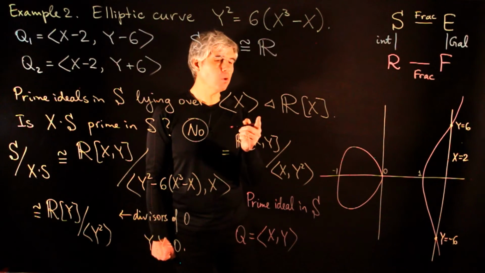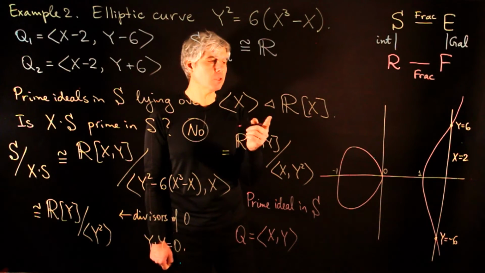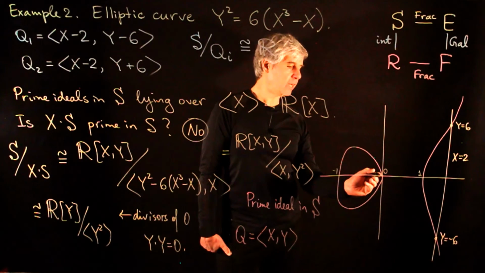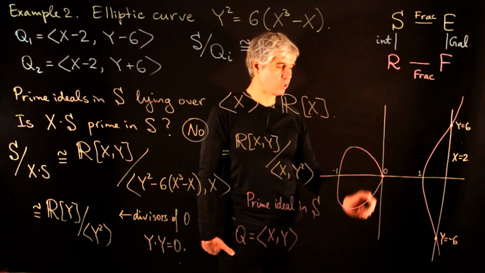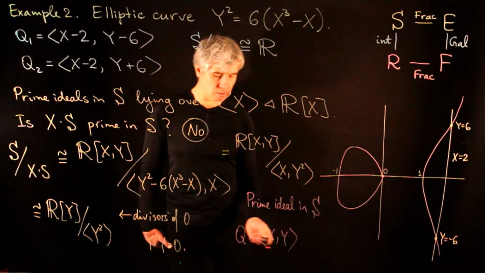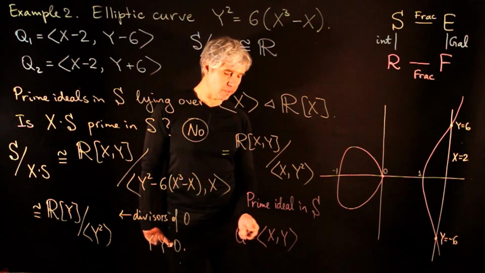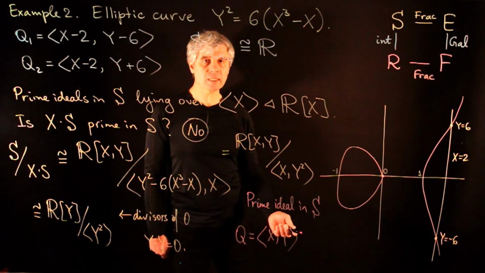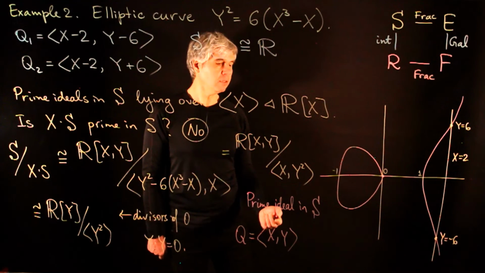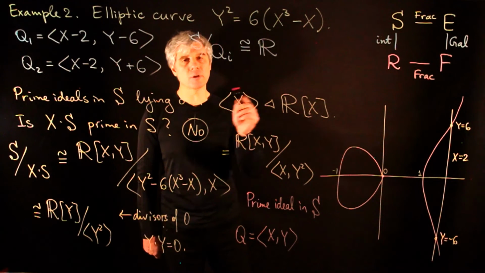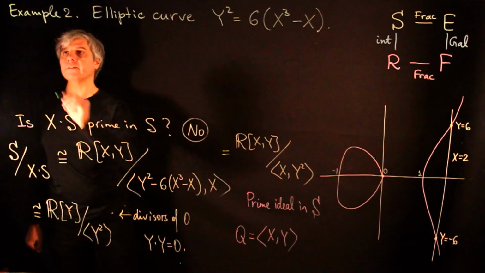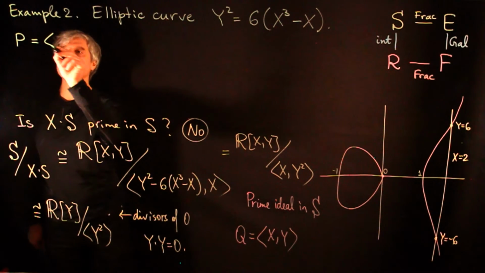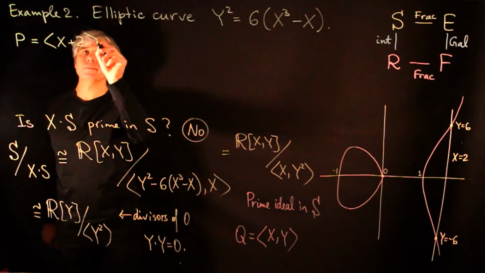Geometrically, this corresponds to intersecting the elliptic curve with a vertical line x equals 0. And here we have a single point of intersection, which is the origin. And so the corresponding ideal will be the ideal generated by x and y. And we see that in this example, there is a single prime ideal that lies over the ideal generated by x. Finally, as an ideal in R, let us take the ideal generated by x plus 2.